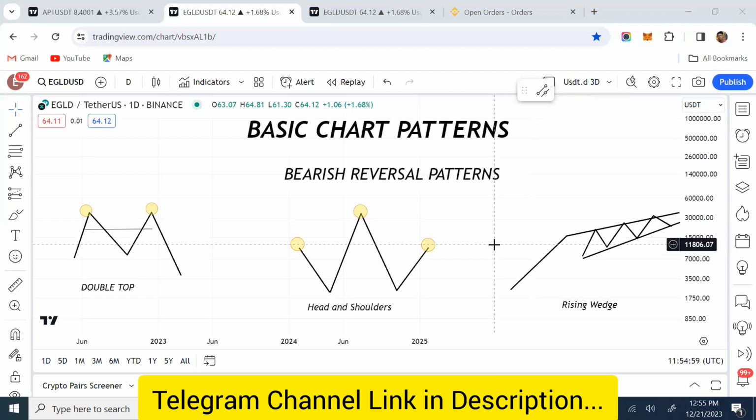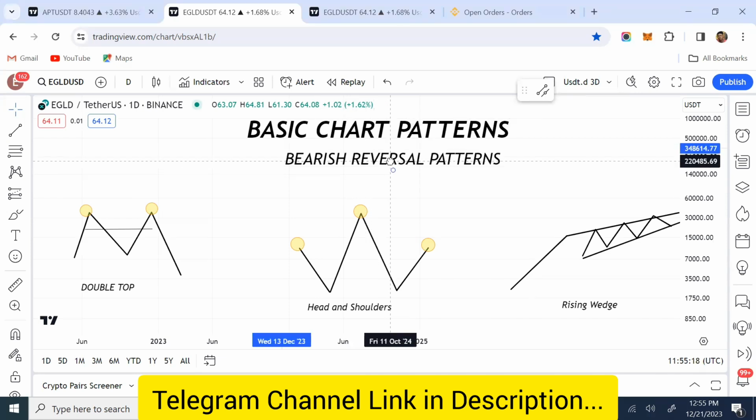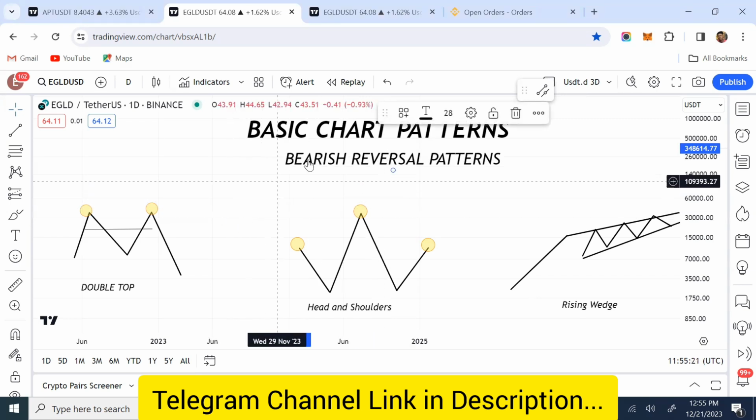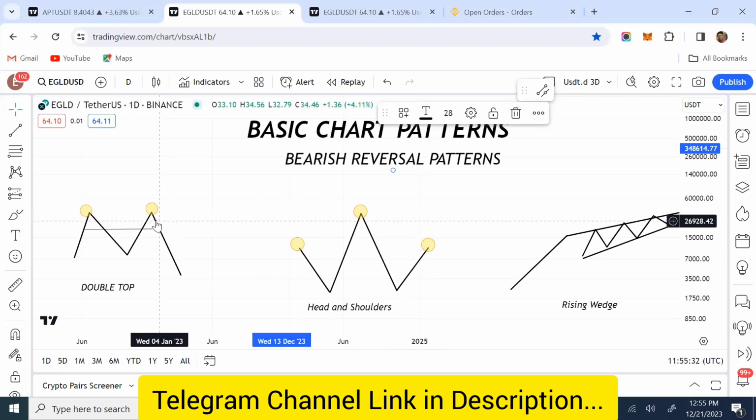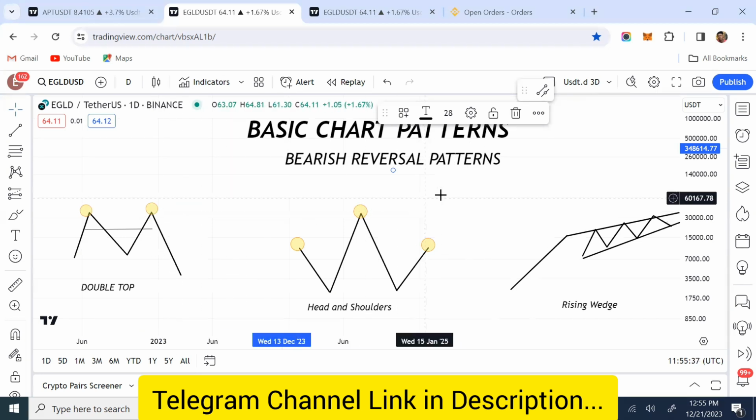Let's go. So let us talk about the basic chart patterns that we can actually see on our charts at every point in time. Now we have what we call bearish reversal patterns. These indicate that price wants to reverse from a bull market into a bear market, right? Now, the first thing you want to know is that we have what we call the double top formation.